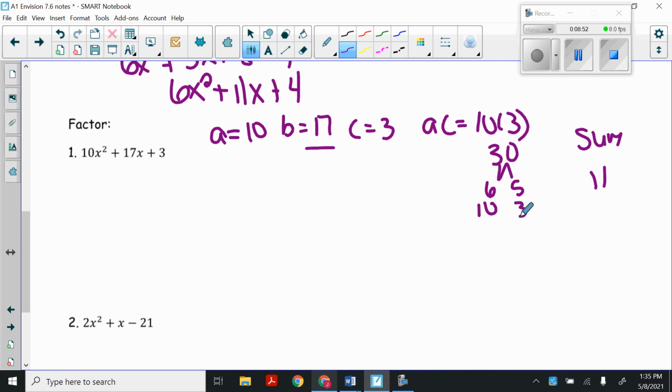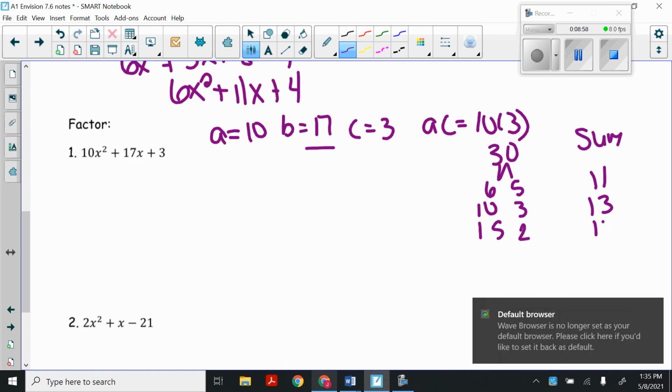10 times 3 gets me 30. When I add them, I get 13. 15 times 2 gets me 30. When I add them, I get 17. So those are the numbers I'm using.